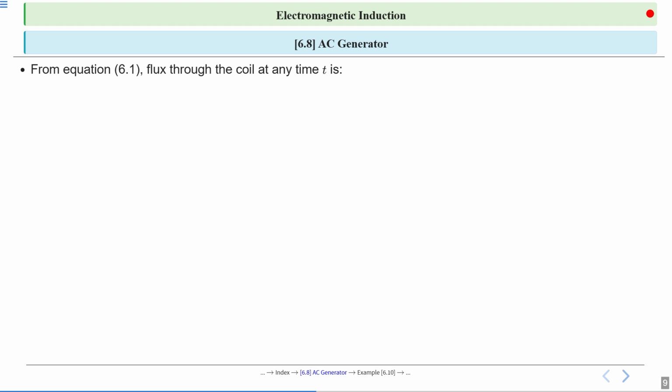Now from equation 6.1, the flux through the coil at any time t is phi B equal to NBA cos theta, which will be equal to NBA cos omega t. Theta, we have discussed, at any time t will be equal to omega t. So the magnetic flux through the coil at any time will be NBA cos theta, which is equal to NBA cos omega t.